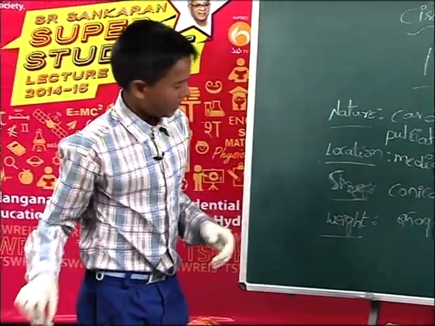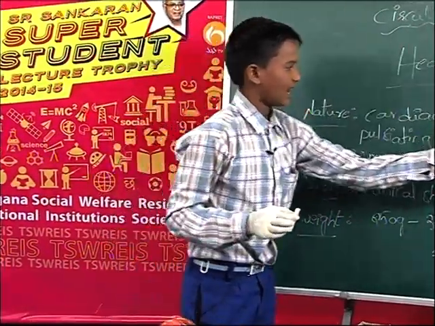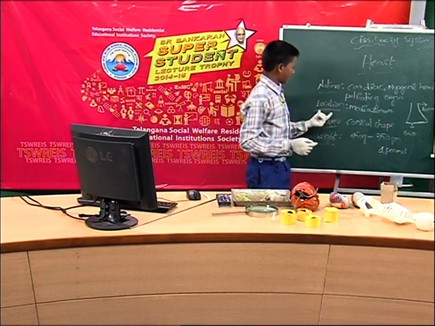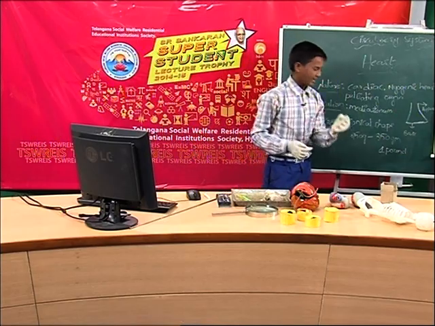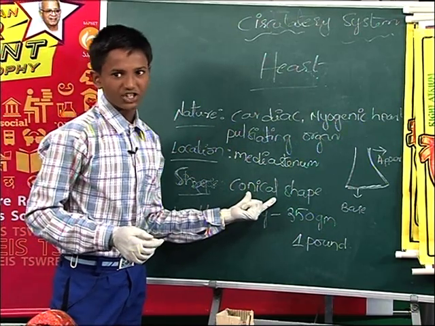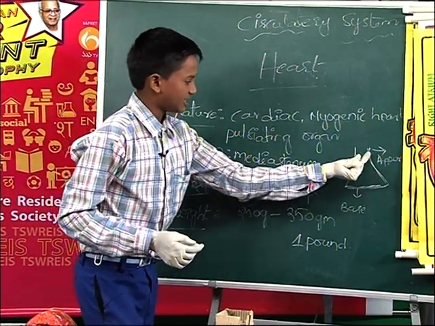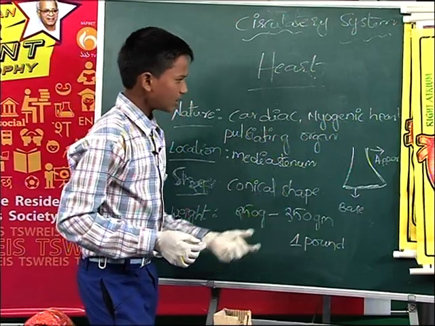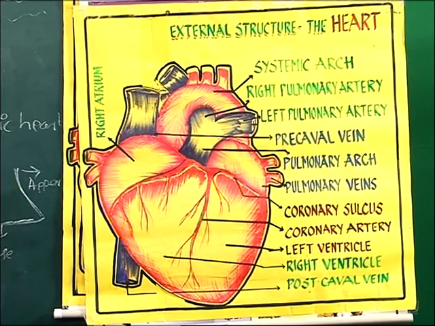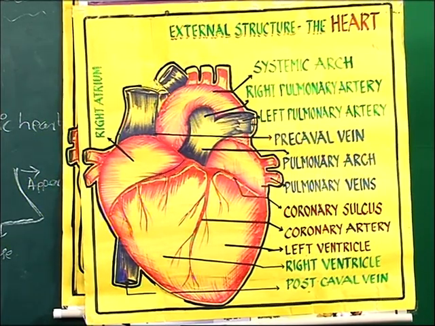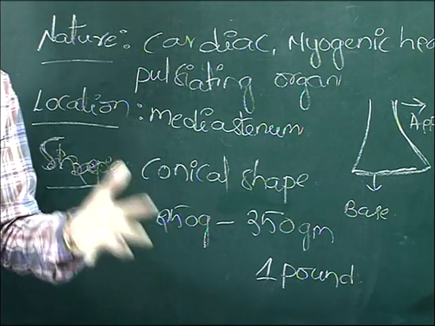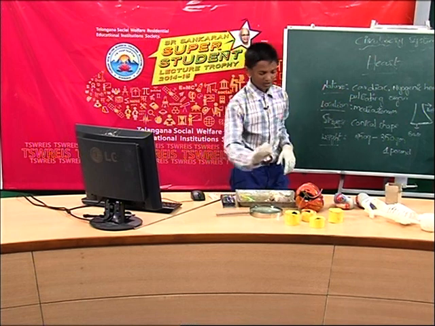Yes, the nature of the heart is, the heart is called a mechanical heart and also a pulsating organ, and the heart is located at the mediastinum, and the shape of the heart is conical. Here this is the conical flask, this is the apex, and this is the base. In this heart, this is the base and this is the apex. So our heart is in the conical shape, and the weight of the heart is 250 grams to 350 grams, nearly 1 pound.